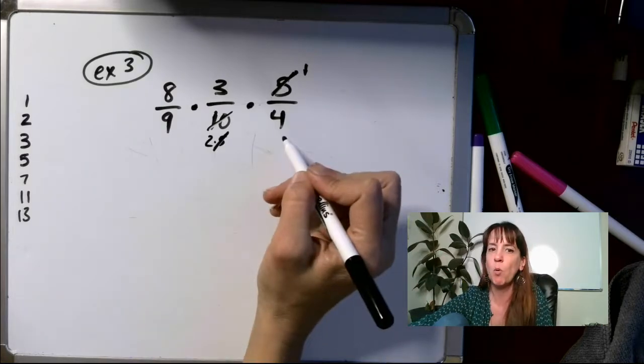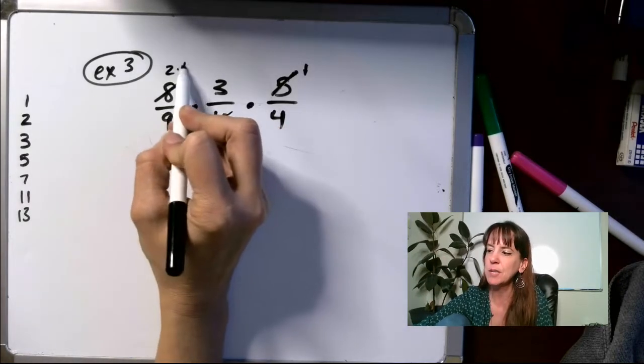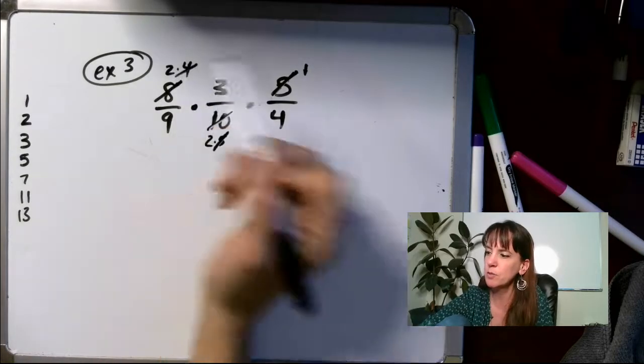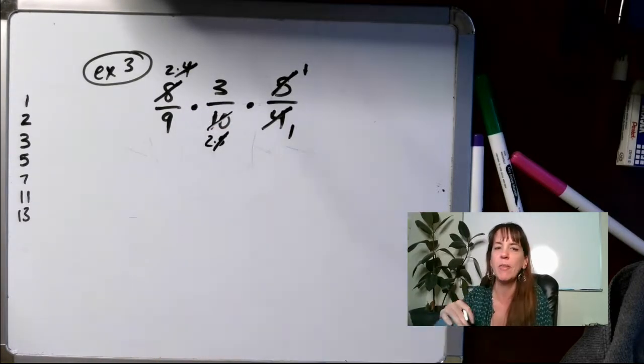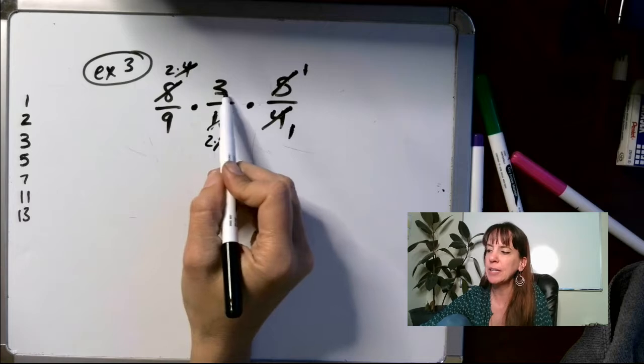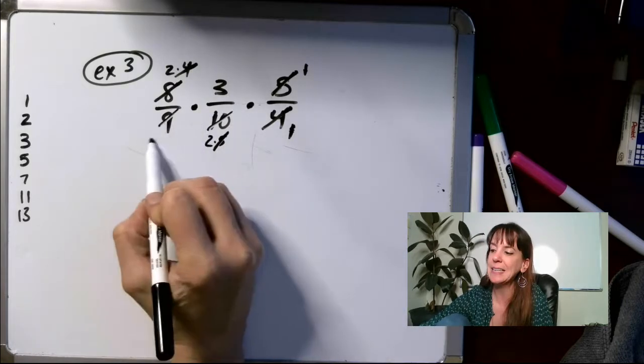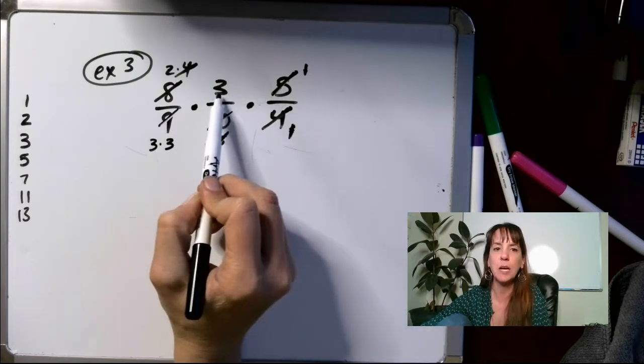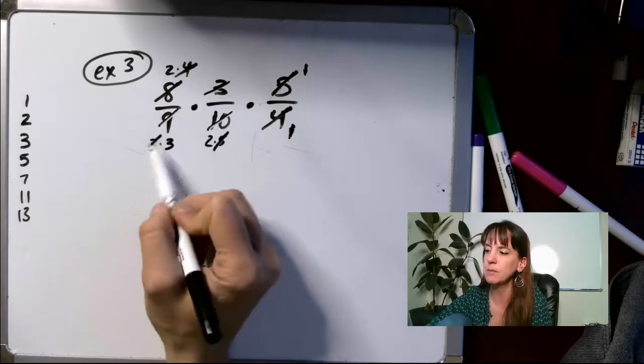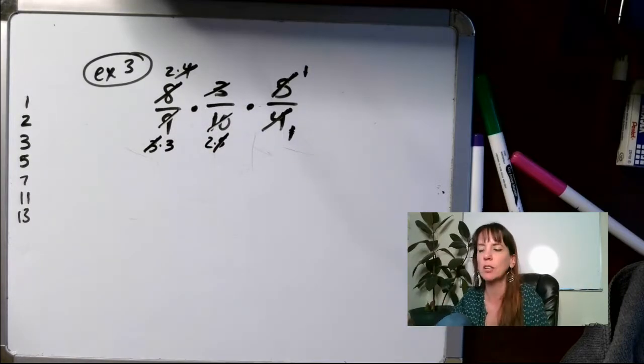Over here, 8 breaks down into 2 times 4, doesn't it? So let's, bam, we got a 1 there. 3 can't break down, but 9 is 3 times 3. So now I have a 3 upstairs and a 3 downstairs. Let's get rid of those. All right, so now we have to collect all of our information.